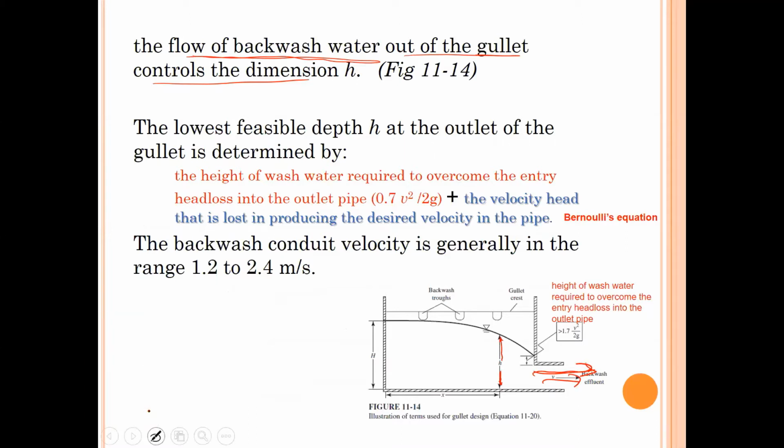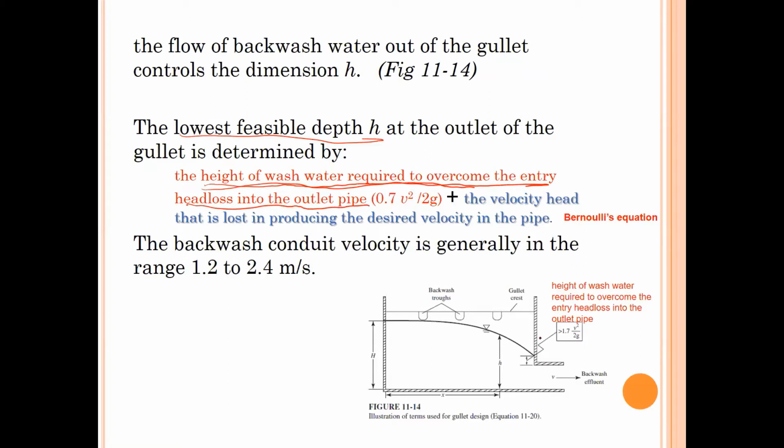In this flow, the lowest visible depth at the edge of the outlet of the gullet is determined by two things. One is the height of wastewater required to overcome the entry head loss into the outlet pipe. So there is an outlet pipe, and when water goes out, there is a head loss because of friction in the entry pipe. So water should overcome this entry head loss to go out.